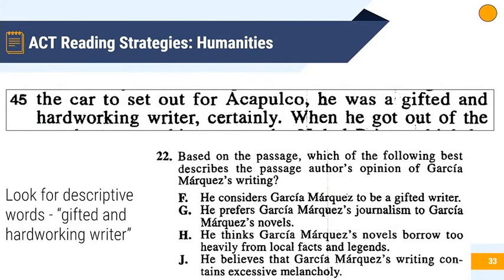Read the blurb. The strategy is still the same. Look at your question stem. Look and see what it's asking you about. It says the author's opinion. As we scan through, we're looking for the author. What does the author say about him? How does he describe him? He describes him as gifted and hardworking.